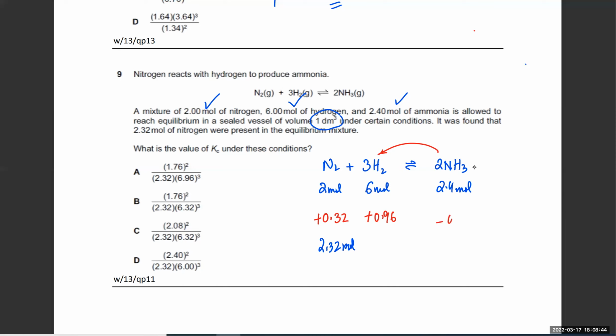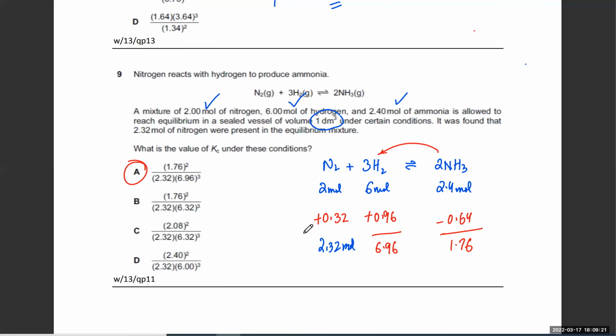0.64, ठीक है, वो माइनस होगा बिकॉज इट हैज रिएक्टेड। ठीक है, तो इधर कितना होगा? 6.96, राइट, टोटल, क्योंकि 6 तो पहले ही थे, एंड 0.96 गॉट प्रोड्यूस्ड। यू हैड 2.4 इनिशियली एंड नाउ 0.64 आर गॉन, सो दैट्स कितना बचता है, ये इधर दिया होगा 1.76। तो आंसर क्या होगा, इट्स गोइंग 1.76 स्क्वायर डिवाइड बाय 6.96 क्यूब्ड डिवाइड बाय 2.32। सो इट्स गोइंग टू बी दिस वन, राइट, इज दैट क्लियर?